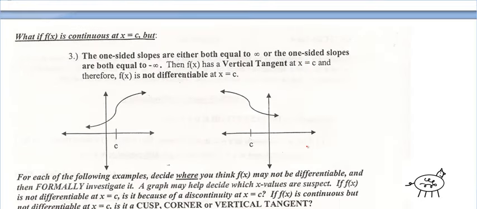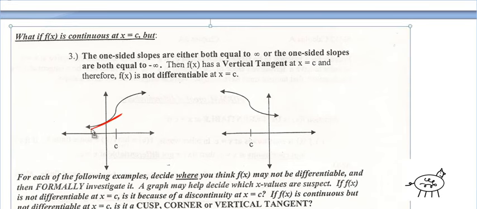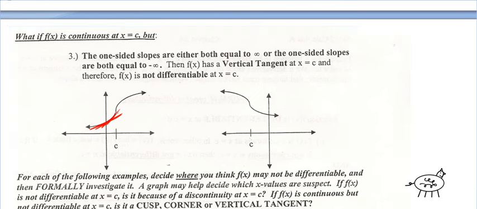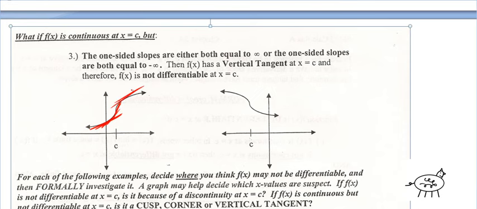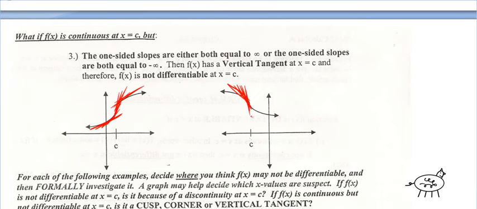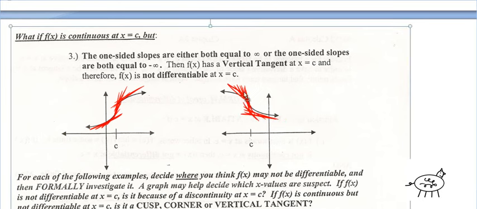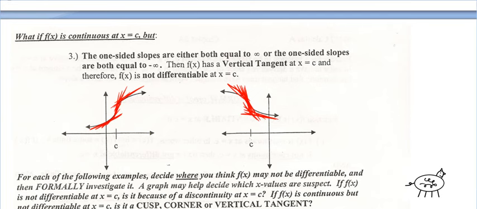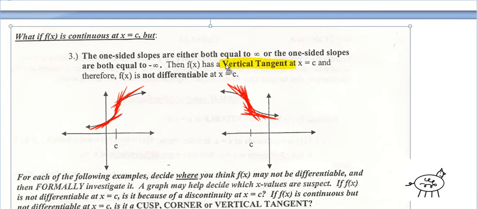Again, it's continuous, but now the one-sided slopes are either both positive infinity or both negative infinity. Because here it is. Check this out. This is going to positive infinity right there. And what is it from the other side? Isn't it also positive infinity? So they're both positive infinity. As opposed to this one. This one's going to negative infinity, and this one's going to negative infinity. Okay? Oh, and by the way, this is called a vertical tangent, which is right here. Vertical tangent, okay?